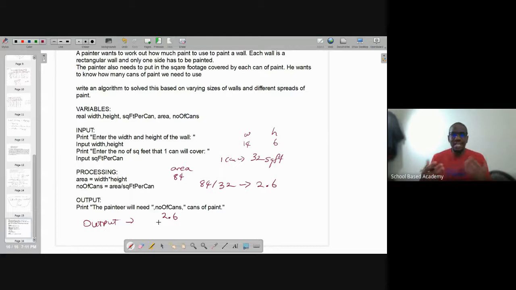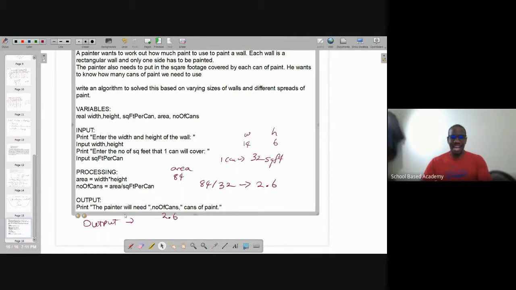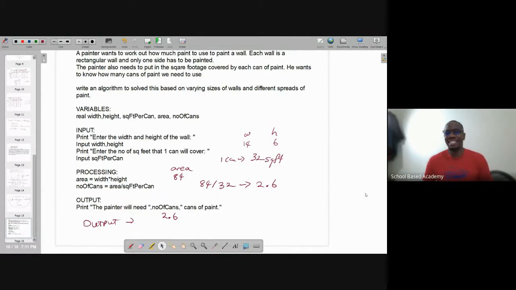And that's fine enough, because a human could read that you'll need 2.6 cans of paint and you will know that you need to buy 3 cans of paint. But maybe the program could work this out for you.